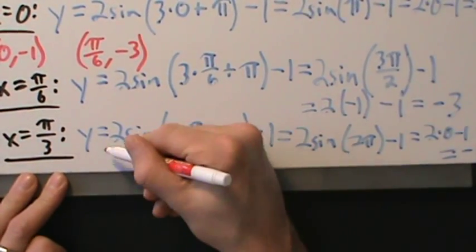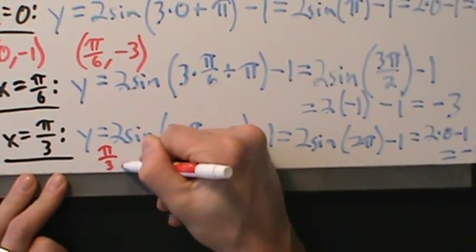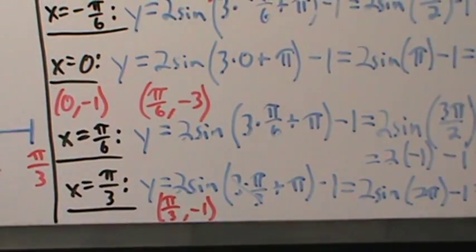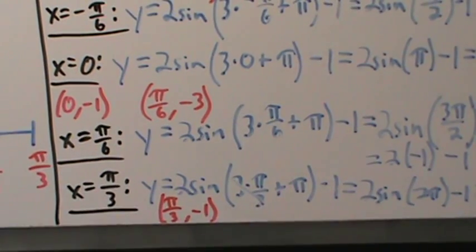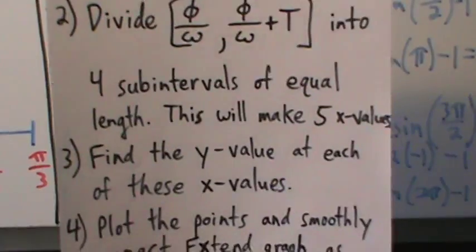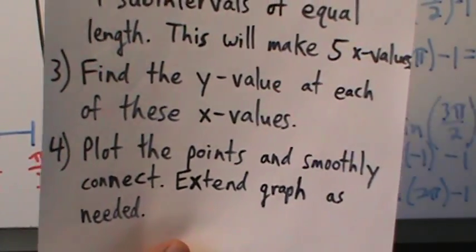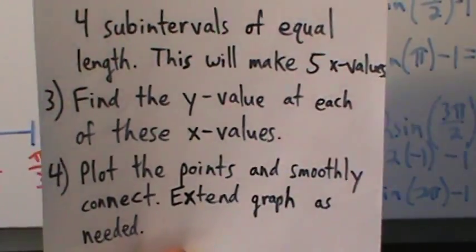So that's pi over 3, completely out of room here, comma negative 1. Okay, so those are our 5 points. We got our 5 corresponding y values, so that gives us our 5 points. And now step 4, plot the points that we get and smoothly connect in that curvy fashion that sine and cosine have, and then extend the graph as needed.